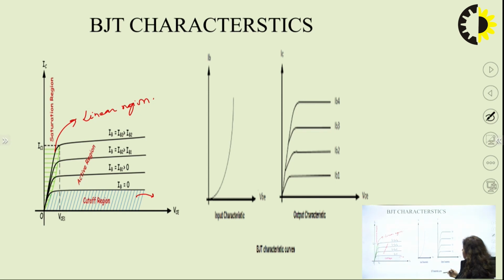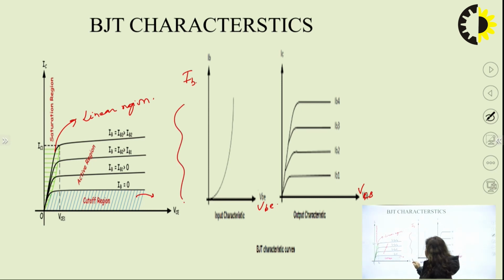In the second graph we have the input characteristic, VBE and IB. This is VBE and this is IB. As you increase the base emitter voltage, you have a drastic increase in the current. Similarly, we have the output characteristic, that is VCB and IC, and we have the base current common here, IB1, IB2, IB3 and IB4.